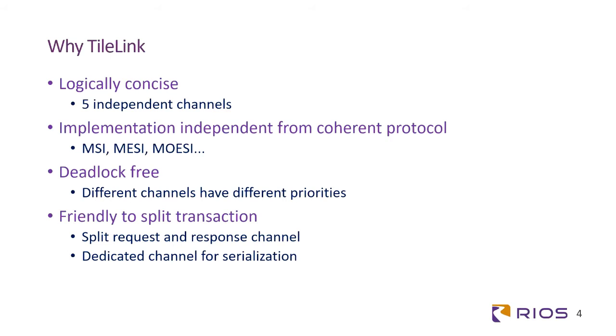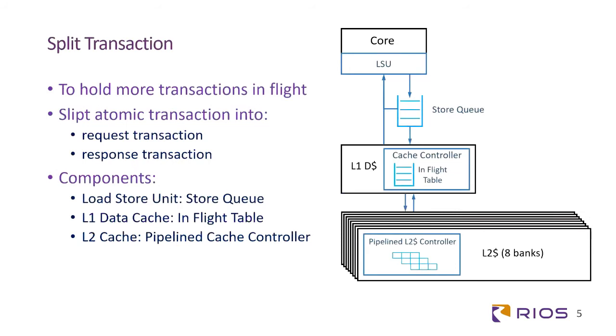With the above features, we found that TEL-link is helpful for the implementation of split transaction, as it splits request and response messages into different channels, and has a dedicated channel for serialization. We prefer to break atomic transaction into split transaction for more concurrency and therefore better memory access performance. Basically, we split the whole transaction into response and request transactions in order to improve channel utilization and throughput.